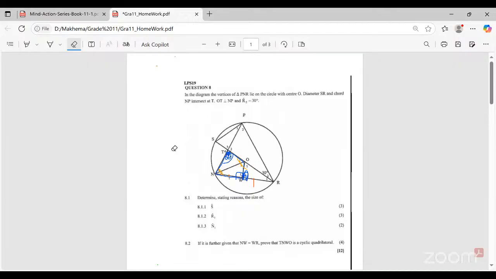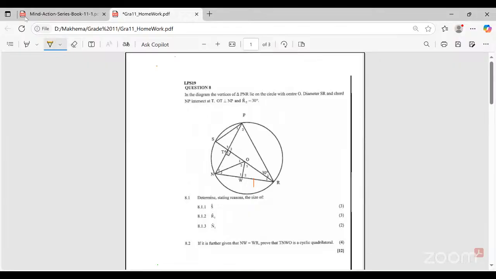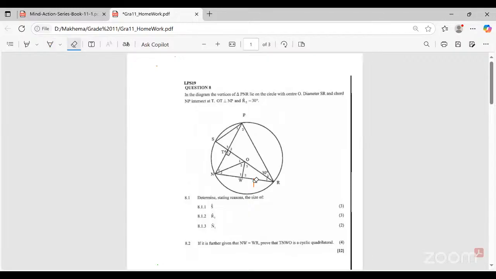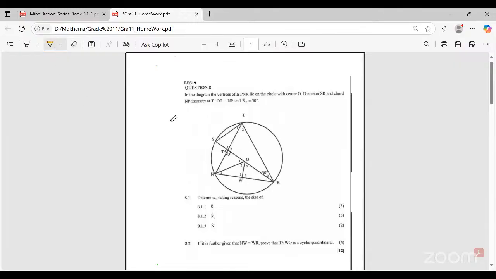I think we will need to firstly prove the theorem that states that OW is perpendicular to NR. Okay, Nomfundo is saying we need to prove, or we need to say, that OW is perpendicular to NR. I'm asking now, do we need to prove it, or we just need to state it? We need to prove it. Okay, then, how are we going to prove that?